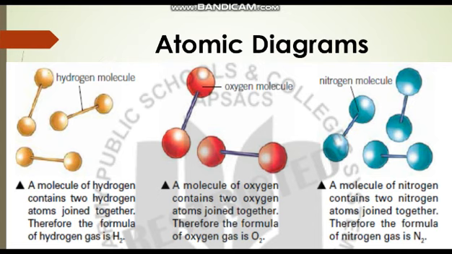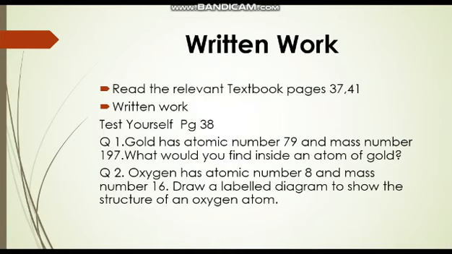Next is the nitrogen molecule. Nitrogen's atomic number is 7. 2 electrons in the first shell and 5 electrons in the second shell. As 3 more electrons are needed, these 3 electrons are shared by another nitrogen atom, making a nitrogen molecule having formula N2. This is all about day 3.